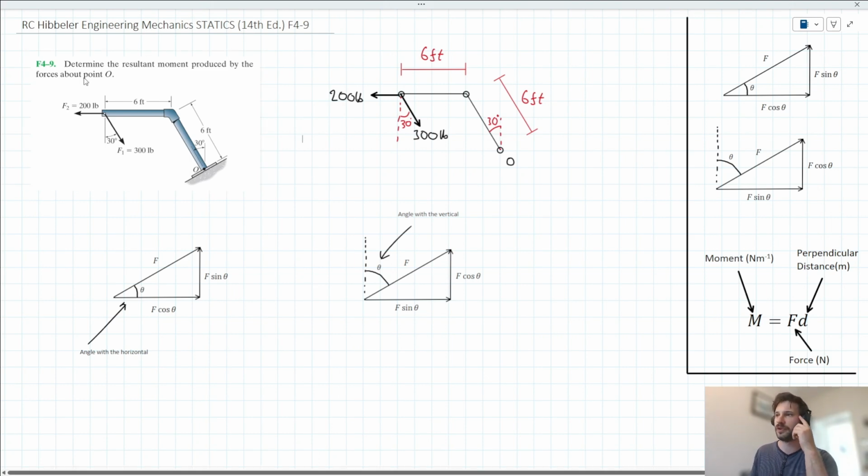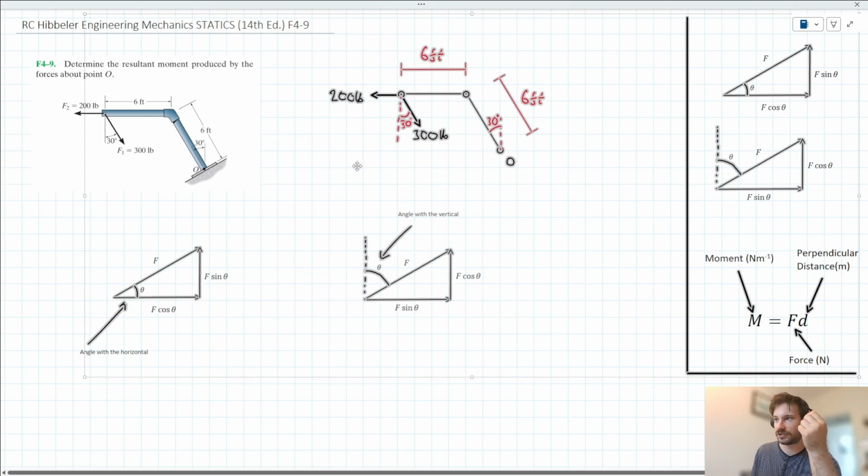We have this problem from chapter 4, which is asking us to determine the resultant moment produced by the forces about point O. Some of you might have seen my video tutorials before, and might be familiar with this concept, which we use for decomposing vectors that have an angle with the horizontal. But what's interesting about this problem is that we have two vectors that we're going to decompose. There's the section of our structure, which has a 30-degree angle with the vertical, and there's the 300-pound force that also has an angle with the vertical.